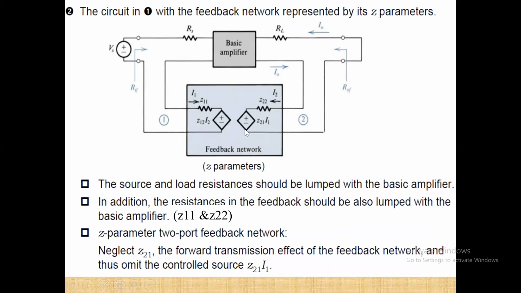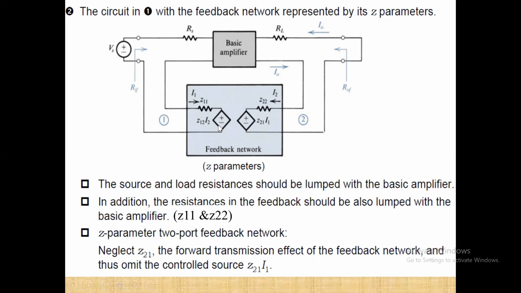this is the Z model, the impedance model, Z equivalent circuit of the beta network. And here we try to neglect the value of Z21. This we neglect. We keep this. We just take this on this side, lump it with the amplifier. And this also we lump with the amplifier.